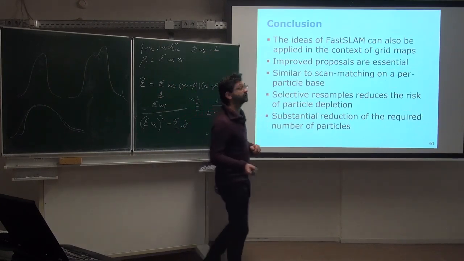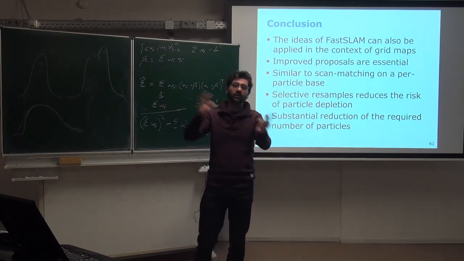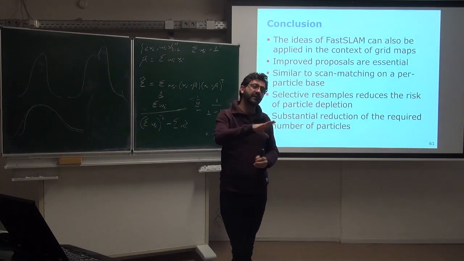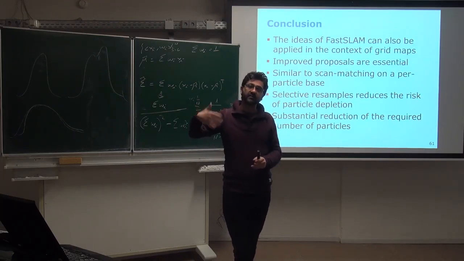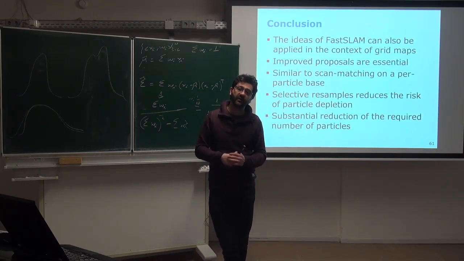So to conclude the lectures of today, we see that this FastSLAM idea, this Rao-Blackwellized factorization of the distribution, with sampling just the trajectory and having a way of computing the statistics of the map in analytic form, can also be applied to grid-based maps and not only to feature maps.